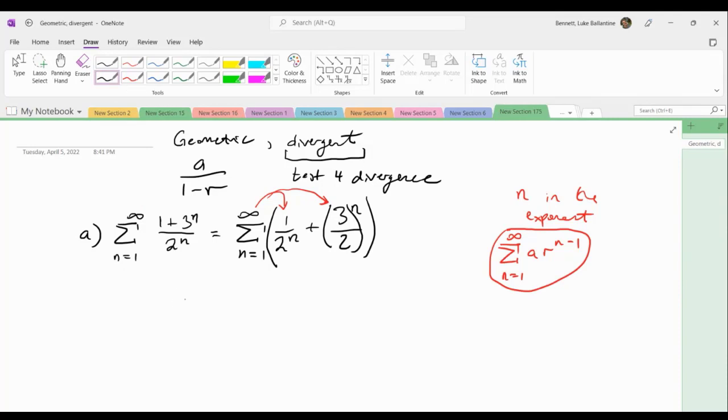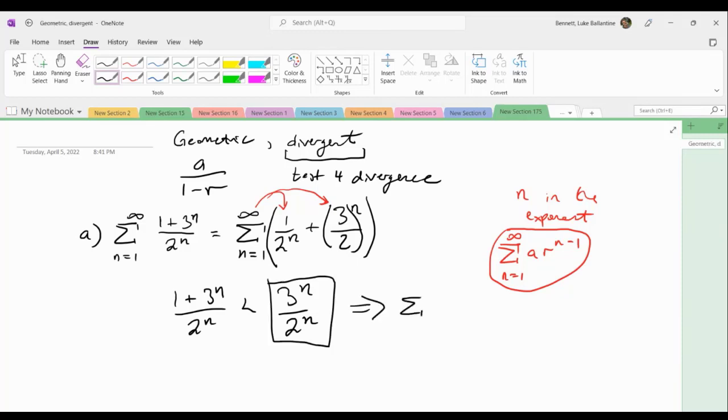So I'm going to say 1 plus 3 to the n over 2 to the n. This is less than 3 to the n over 2 to the n. This is easier to handle. And then this series, we know, diverges. This is a divergent geometric series because r is equal to 3 over 2, which is greater than 1. So, actually, does that work? No, that doesn't work for my comparison. Oh, man.